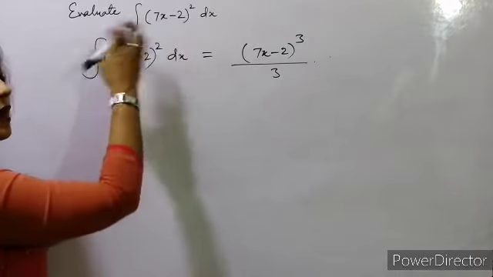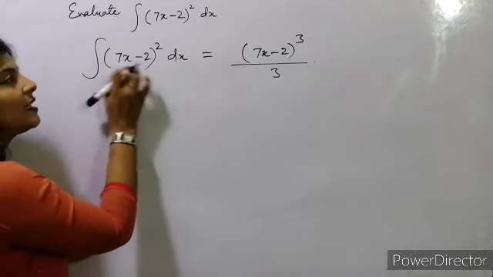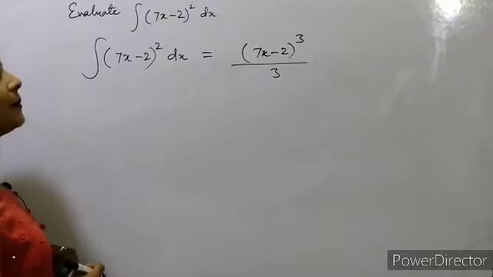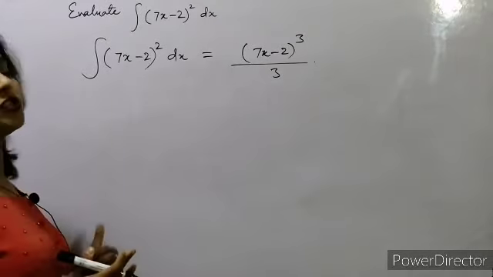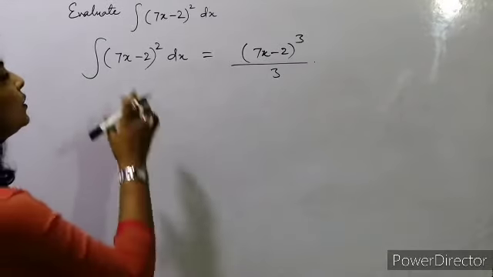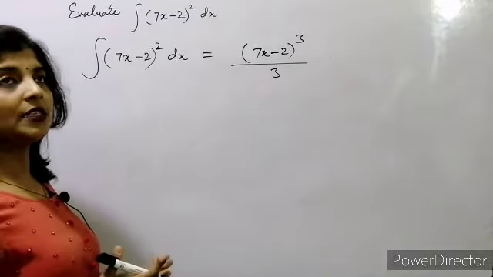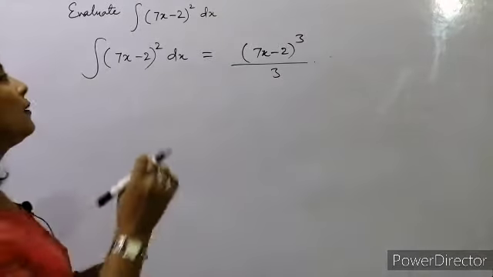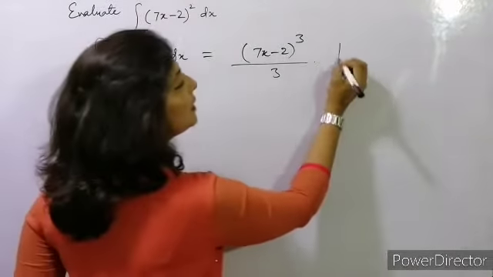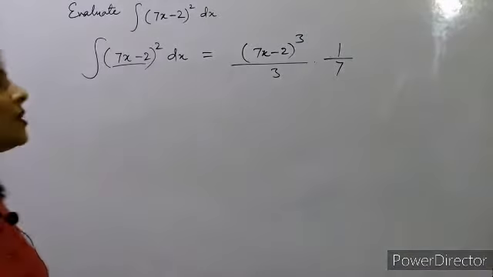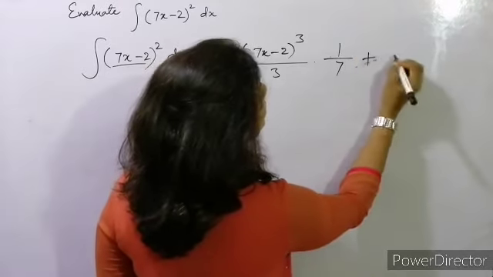After that, in differentiation we also differentiate the inside part. When we differentiate 7x we get 7, and when we differentiate minus 2 we get 0. So when doing differentiation we multiply by 7, which means here we have to divide by 7. So it is 1 upon 7. And plus c we have to write because we are doing integration.